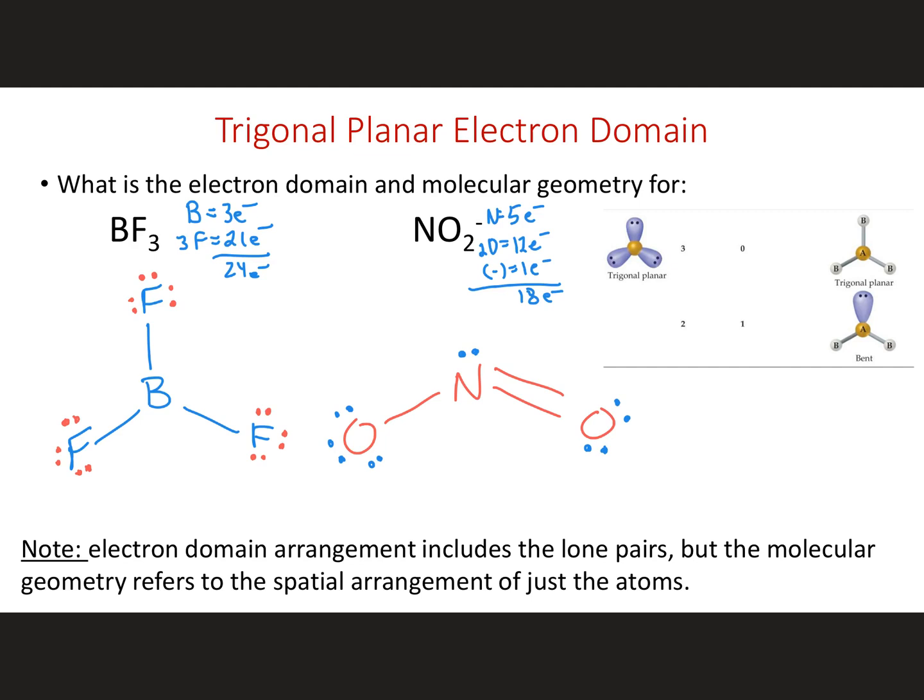Now to figure out electron domain geometry. Well, for the electron domain geometry, I have for the boron trifluoride 1, 2, 3 domains. For the nitrite anion, I have 1 domain, I have 2 domains, and I have 3 domains. I've got 1 single bond, 1 lone pair, and 1 double bond. So both have the same electron domain geometry, right? They both have 3 electron domains, so both are trigonal planar.